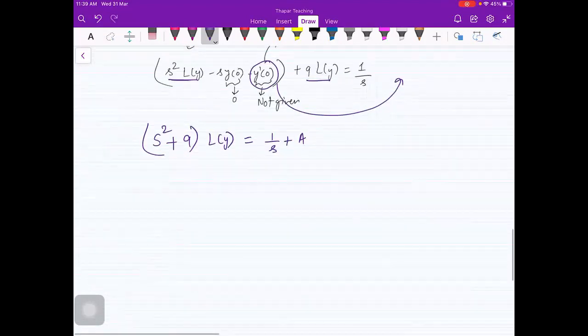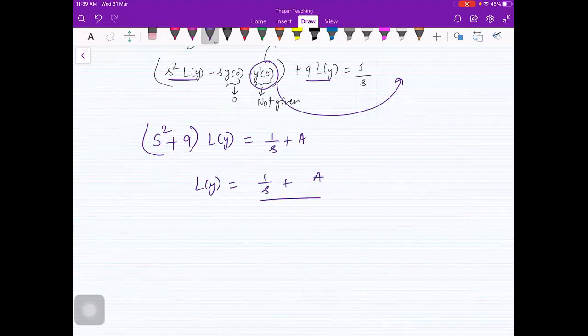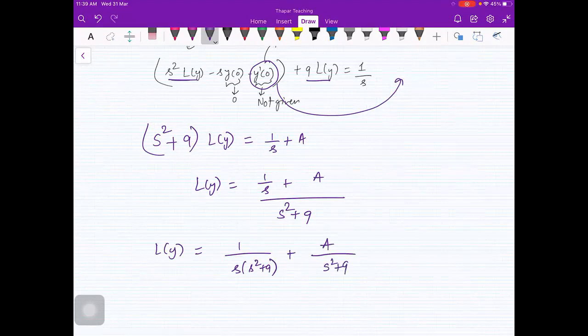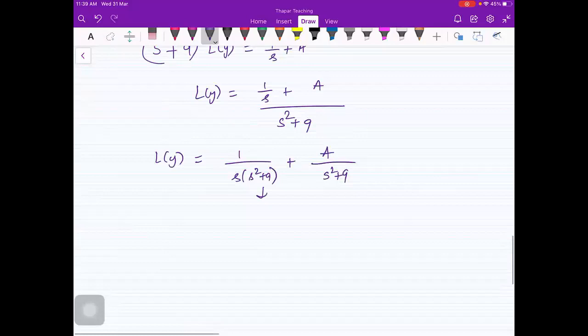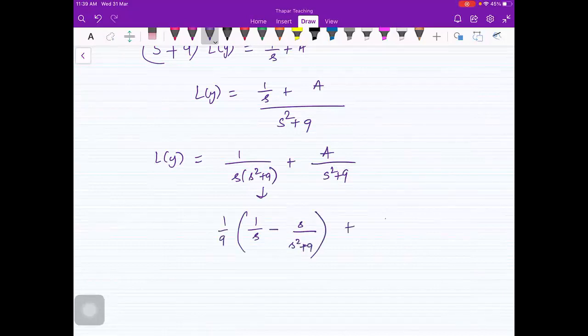Fine. So here you'll get L of y is equal to (1 by s plus a) upon s square plus 9. So this is L of y is equal to 1 upon s into (s square plus 9) plus a upon s square plus 9. Now I want to take Laplace inverse. So I can write this further as, I can make its partial fraction, 1 by 9 times (1 by s minus s upon s square plus 9), plus a by s square plus 9. Now I'll take Laplace inverse.